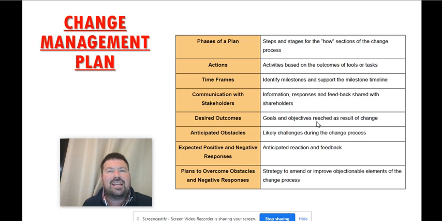Then what are the desired outcomes? So what do we actually want to see throughout the change process? We need to say, okay, so in a best case scenario, these are the things that we will see based on what our plan is. Then what are the anticipated obstacles? So what are those things that are going to be difficult? Where is there going to be resistance? Where is there going to be pushback? And we need to be aware of them and have a plan to overcome them.